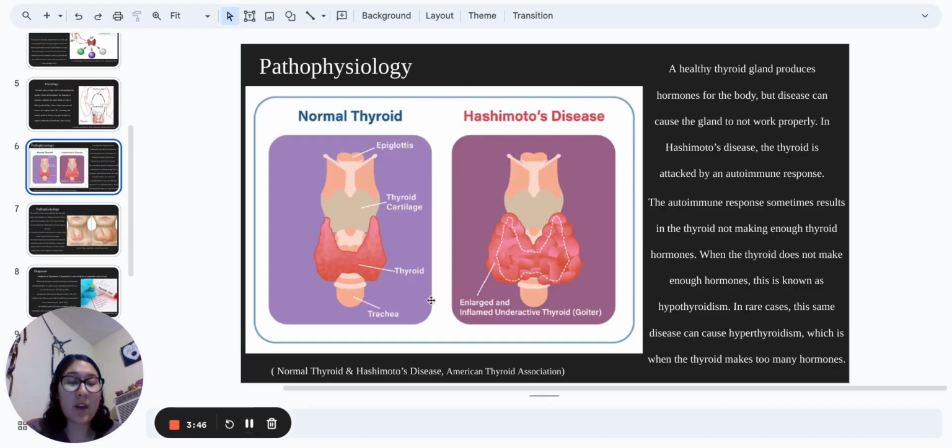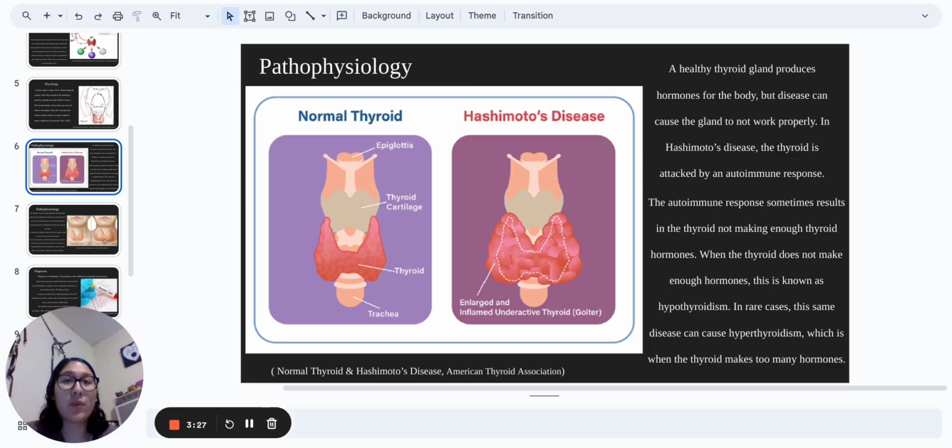In this next slide, we have two images, one of a normal thyroid and one of Hashimoto's thyroiditis. So this is clearly more swollen. Right here, you can see the outline of a normal thyroid, and the other is clearly larger, which causes a goiter, which is a symptom that we will get into further down the slideshow.